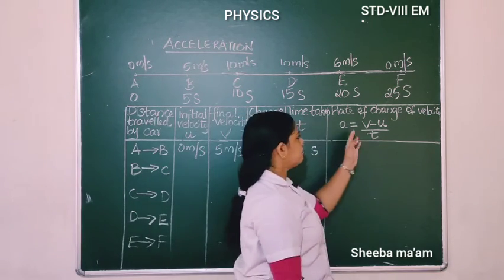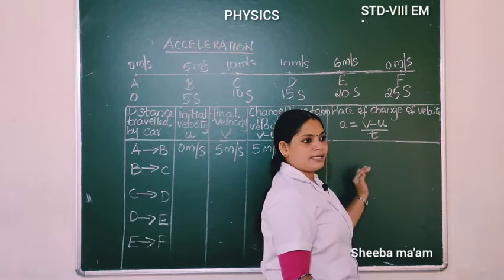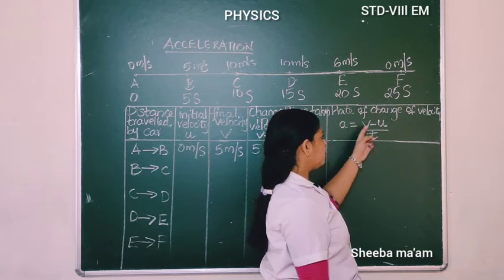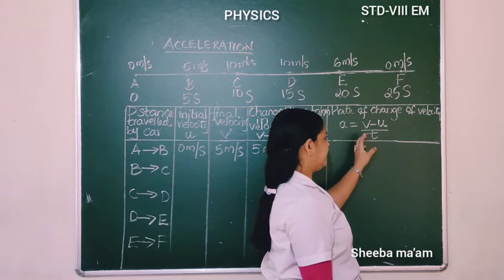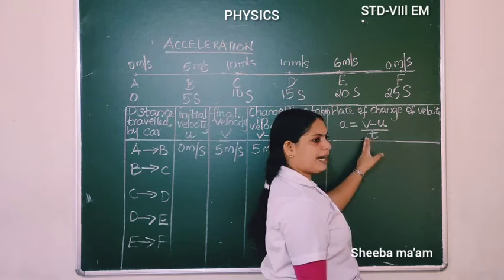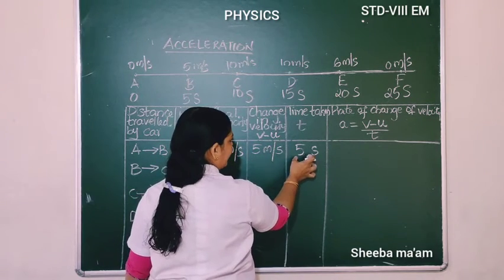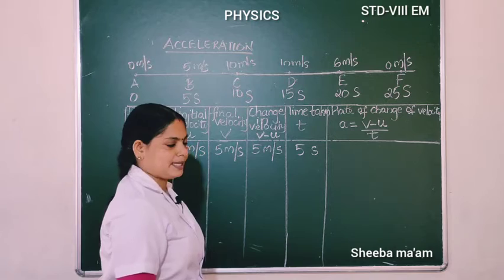Next, rate of change of velocity. That is known as acceleration. For acceleration, a is equal to V minus U by T. That is change in velocity by time. So, change in velocity is found here, and we know the time also. So, we can calculate acceleration.